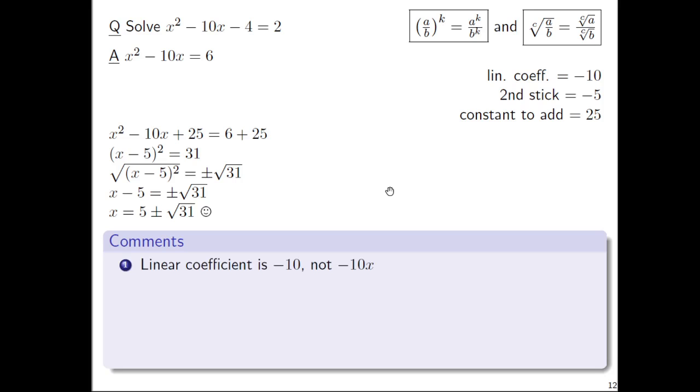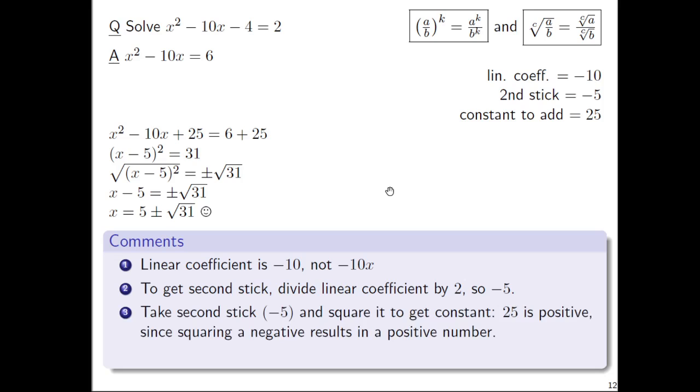Some comments? Just recall the linear coefficient is the number in front of x. Don't include the x. The x just tells you where to start looking, and then look in front of it. So the linear coefficient is negative 10, not negative 10x. To get the second stick, we took the linear coefficient and divided by 2. We got negative 5. That number is negative, right? We took that second stick, negative 5, and squared it. We get 25, which is positive, since squaring a negative results in a positive number.